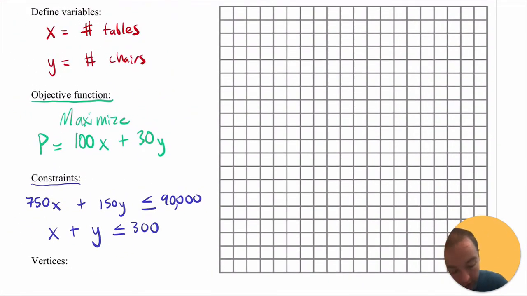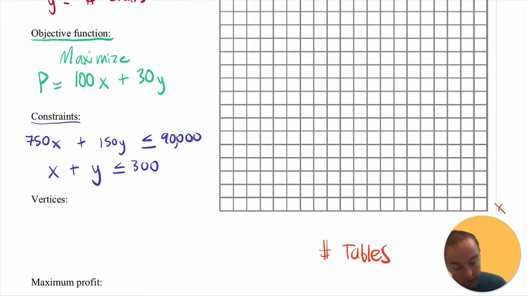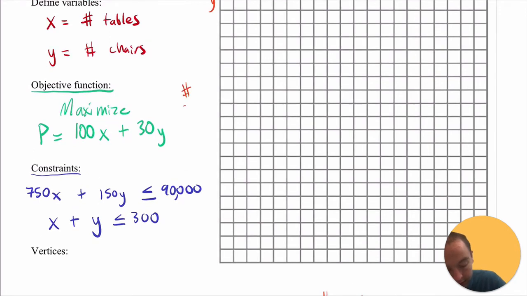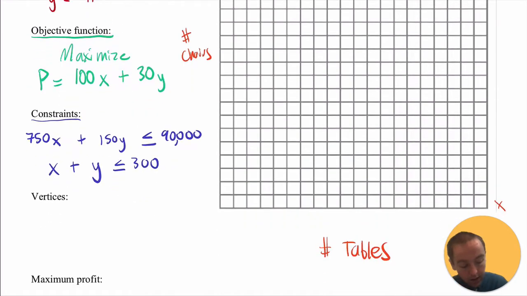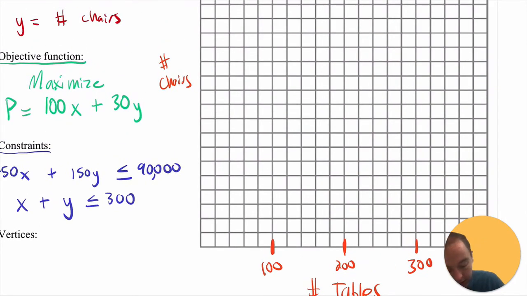So on the graph here, I'm going to go ahead and specify this to be our x-axis and this here to be our y-axis. So recall that this really is going to tell us the number of tables on our x-axis, and then the y-axis is actually going to tell us the number of chairs. I think I'm going to count by 20s, so that means that's going to be 100 tables, and 200 tables, and 300 tables, and 400 tables, which of course we can't have 400 because we can only have 300 total pieces overall.